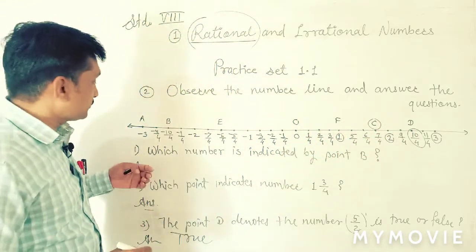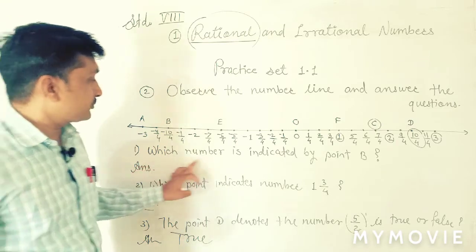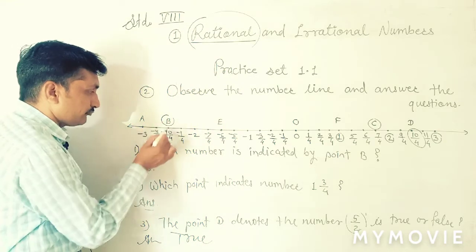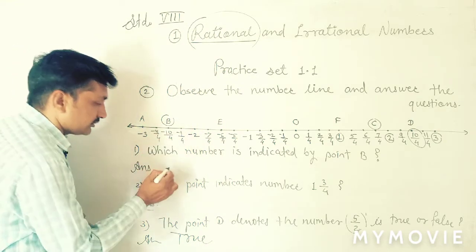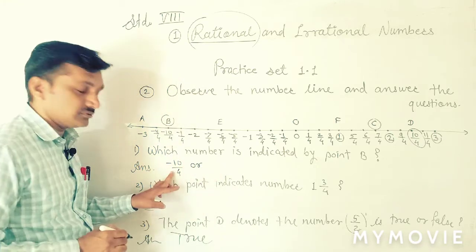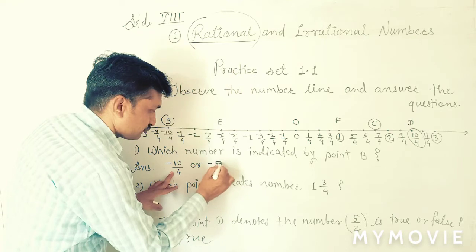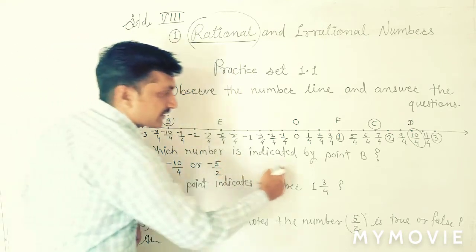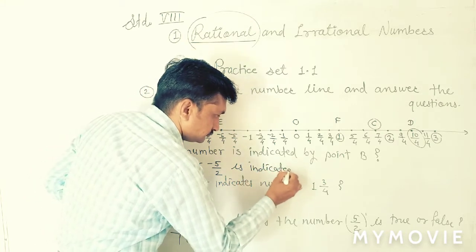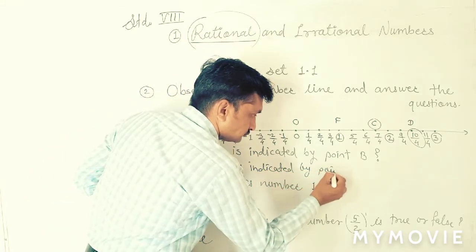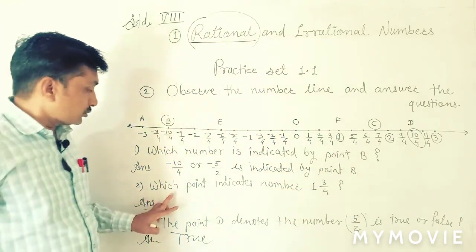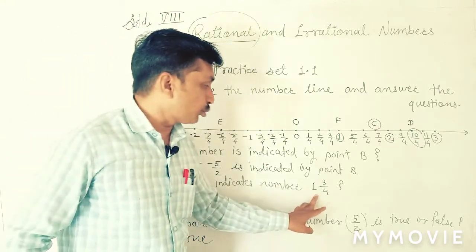Now let's see which number we want. What is the first question? Which number is indicated by point B? Now we got the answer. Point B is here, and which number is here? Minus 10 upon 4. Therefore our answer is minus 10 upon 4. Or if you reduce it by 2, then we get minus 5 upon 2 is indicated by point B. First answer.